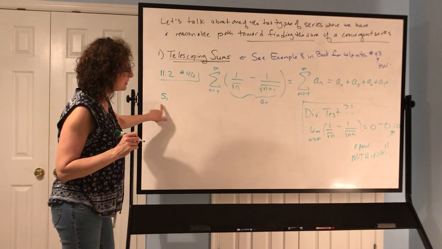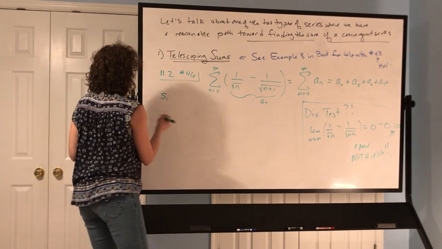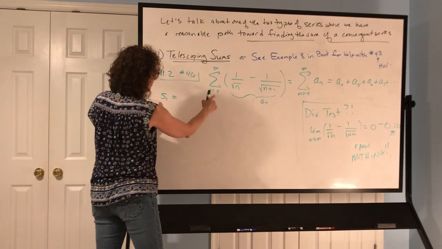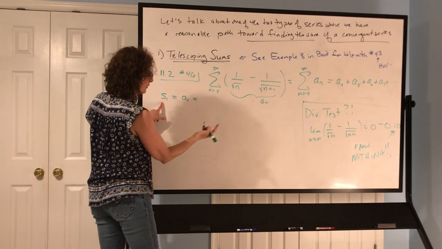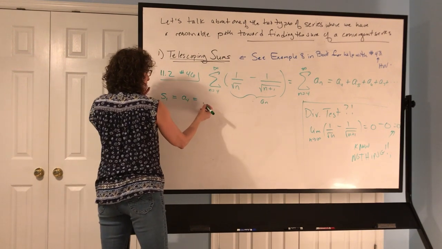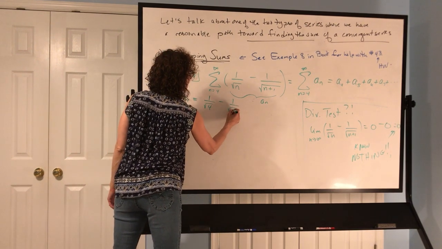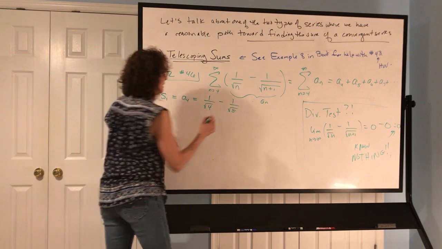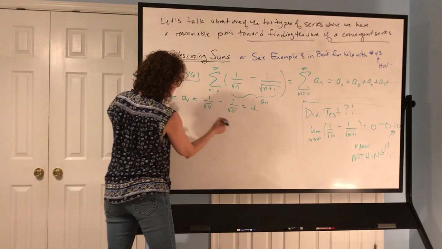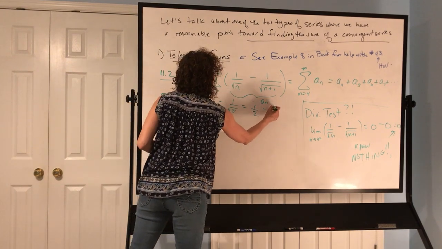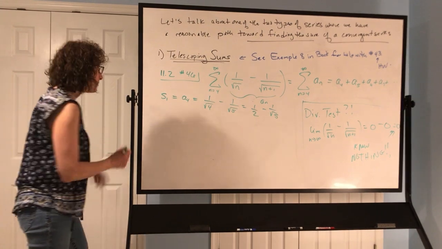The first partial sum is the first term in the series, which in this case is just A4. It's the first term in the series. We plug 4 in for n, so what do we get? We get 1 over the square root of 4 minus 1 over the square root of 5. It may be useful to simplify that. What is the square root of 4? 2, good, so 1/2 minus 1 over the square root of 5. That's S1. So what's S2?